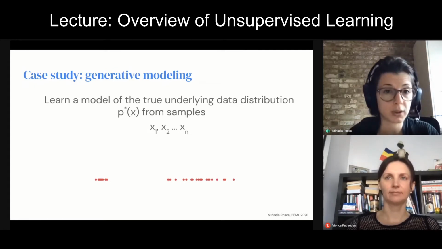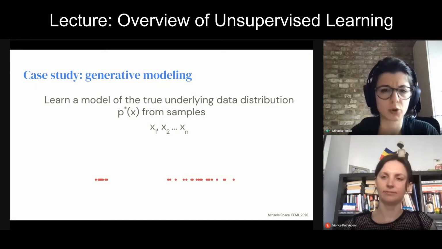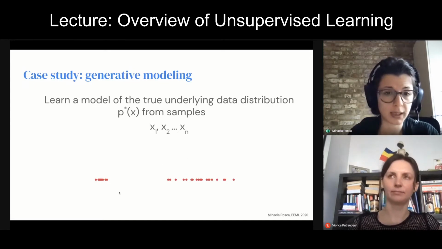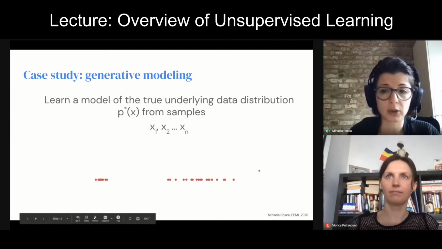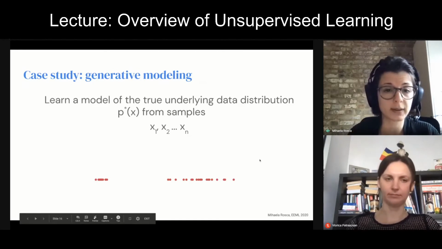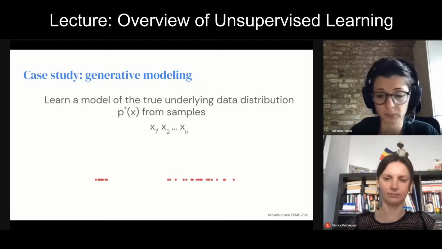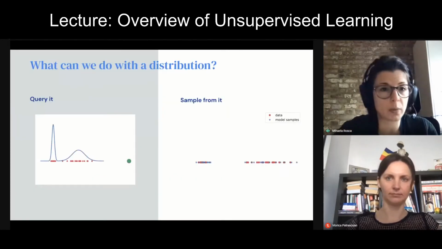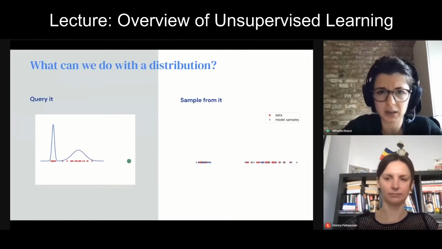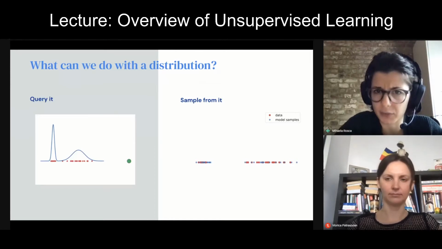So again, generative modeling, you're trying to learn a model of the true underlying data distribution from samples. You have your data set here, and you're trying to answer the question, well, what kind of distribution could have generated this data? So one question you might already have is, why would I want to learn a distribution, and what would I do with it afterwards?